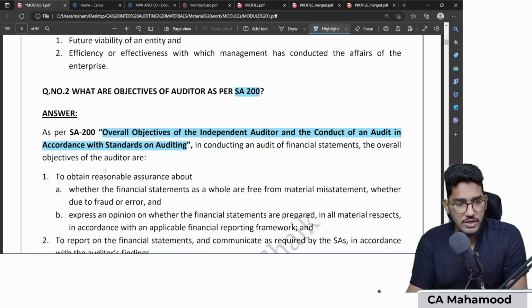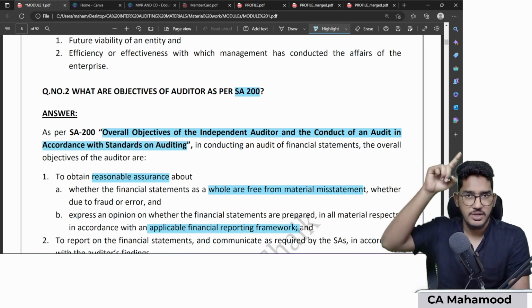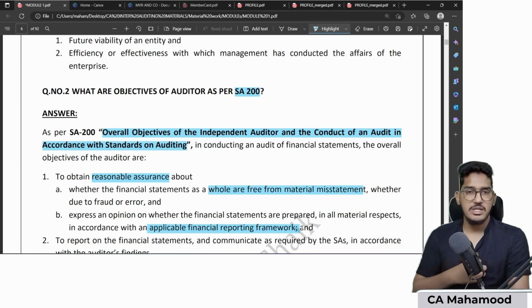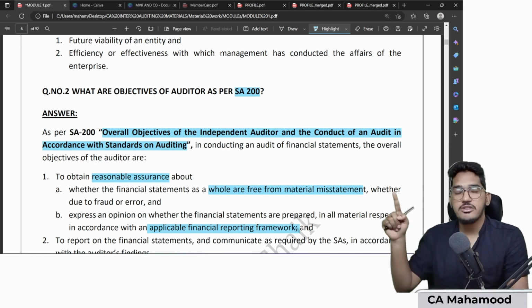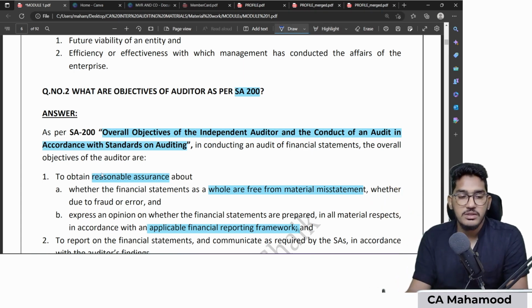What are they? Which we already know. The auditor has to obtain reasonable assurance about whether financial statements are free from material misstatement and whether financial statements are prepared as per the applicable financial reporting framework. This point we have already revised in the introduction. So two objectives: the auditor needs to express an opinion on whether financial statements are free from material misstatement and whether financial statements are prepared as per the applicable financial reporting framework. But they use the term reasonable assurance here. We will talk more about this term reasonable assurance when we are revising the concept of inherent limitations.